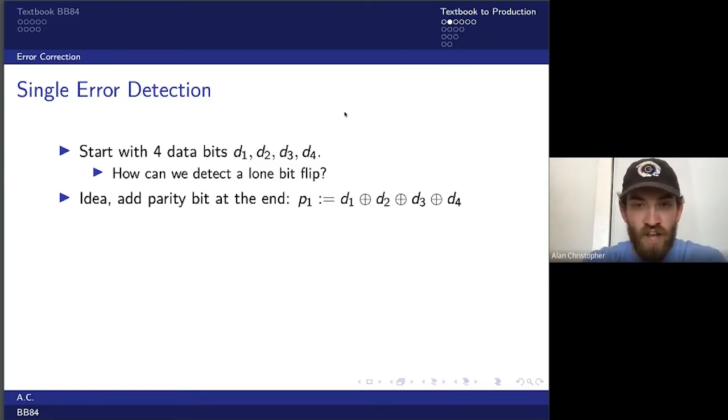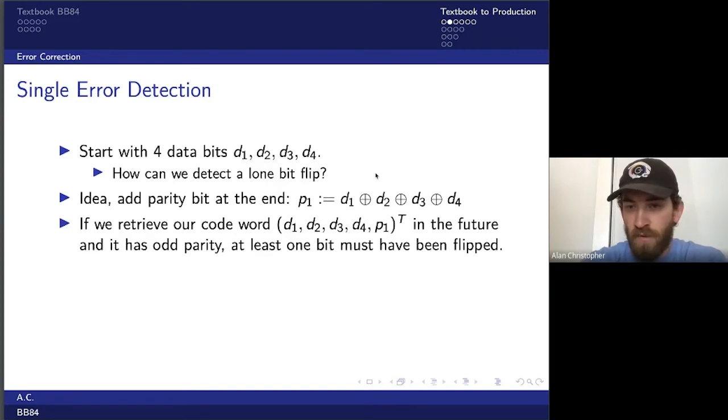And the standard approach that any of your undergraduate professors would give you for this is, why don't you stick a parity bit on the end? So we're going to take a new bit, P1, and we're going to define it as the XOR of D1, D2, D3, D4. And what we will see if we do that is that if we retrieve our new code word, D1 through D4, P1, and it has odd parity, then between us storing it somewhere and reading it back, at least 1 bit must have been flipped. It could be 3, it could be, well, it can't be 5. We don't have, oh, yes, it could be 5. We have 5 bits to flip. Could be any odd number of bits that were flipped, but if we have exactly 1 error, we will definitely detect that.